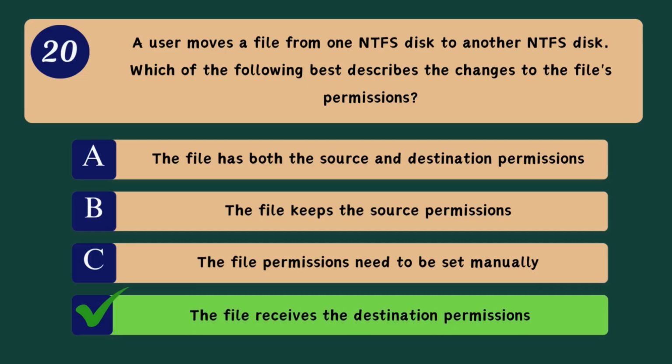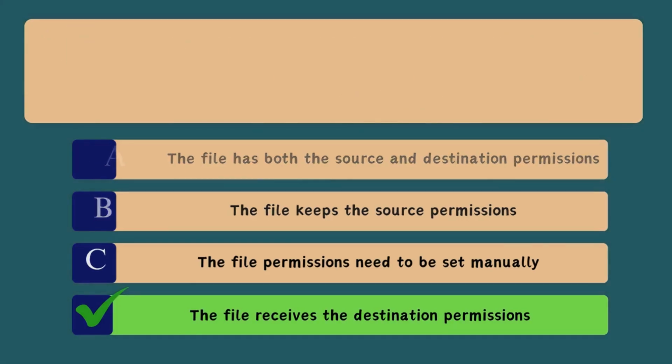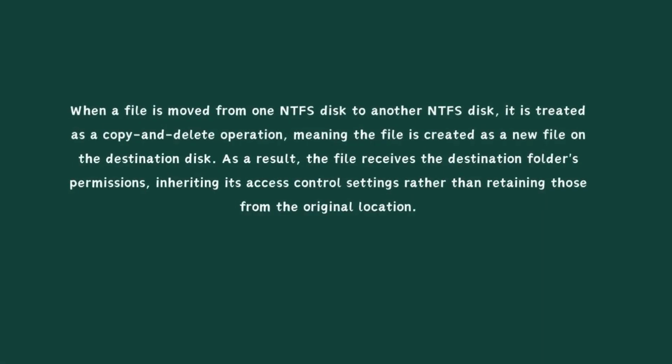Correct answer? D. The file receives the destination permissions. When a file is moved from one NTFS disk to another NTFS disk, it is treated as a copy and delete operation, meaning the file is created as a new file on the destination disk. As a result, the file receives the destination folder's permissions, inheriting its access control settings rather than retaining those from the original location.